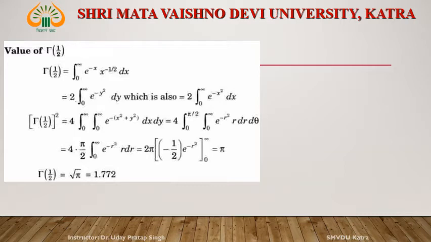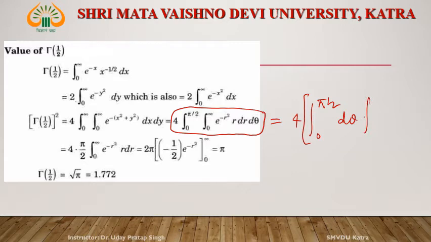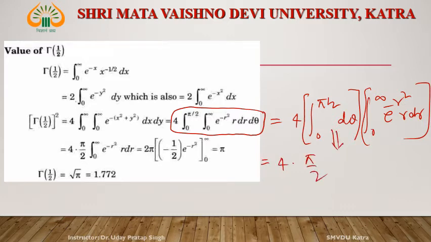See this one, right? This integral can be written in a simple way as the integral from 0 to pi by 2 of d theta, and the integral from 0 to infinity of e to the power minus r square r dr. This is equal to 4, and this part is pi by 2.